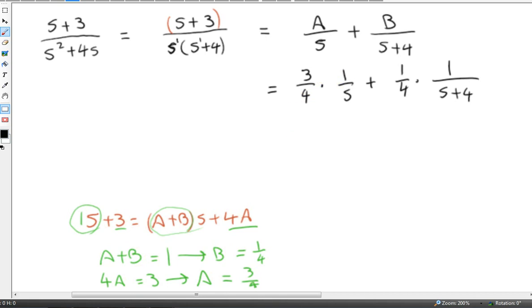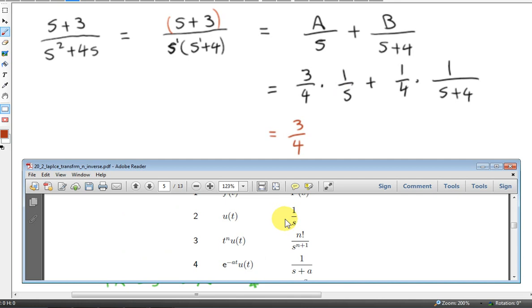Okay, so we go and look up the inverse transforms of these. Well, we're going to get 3/4 times the inverse transform of 1 over s. We can see that the inverse transform of 1 over s is u of t. We can also get it from rule 4. If we plug 0 in for a here, we get 1 over s, and e to the 0 is 1. So we'll end up with u of t using either 2 or 4.